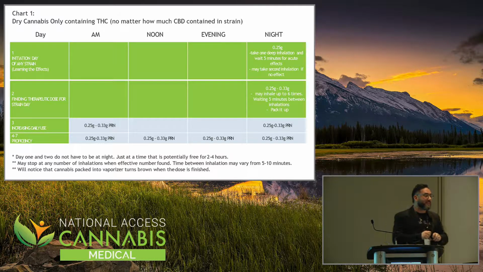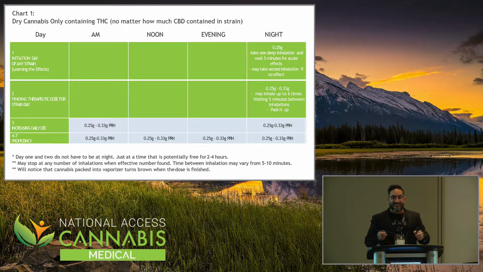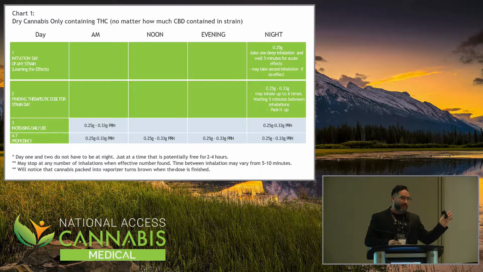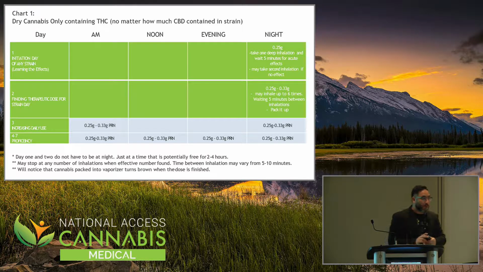And then, how do you know it's finished? You'll open it up, you'll look, and it's turned from green to brown. So anything after 8 inhalations of 0.25, or we'll call it 1 bowl, whatever they fill it up to, after that, it's not going to be useful anymore. You'll notice it doesn't smell the same anymore. The terpenoids are all gone. And that therapeutic episode is done. Okay? So on day 2, you can go up to 6 times. Usually by 6 times, it's all done. They may inhale up to 6 times, waiting 5 minutes between each inhalation. And then, of course, pack it up, moving on.